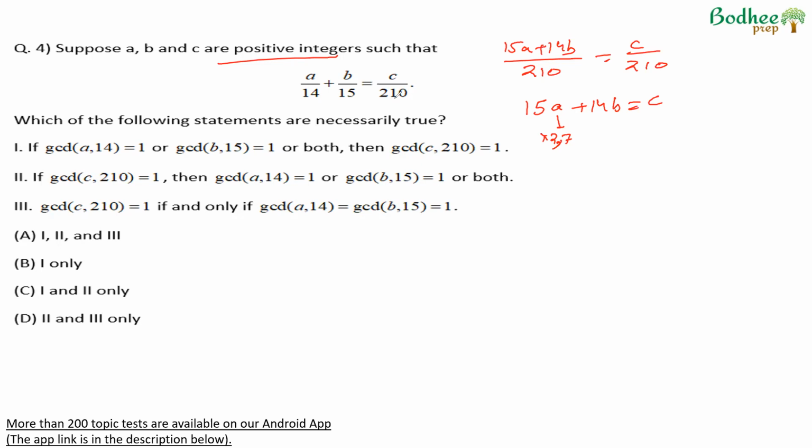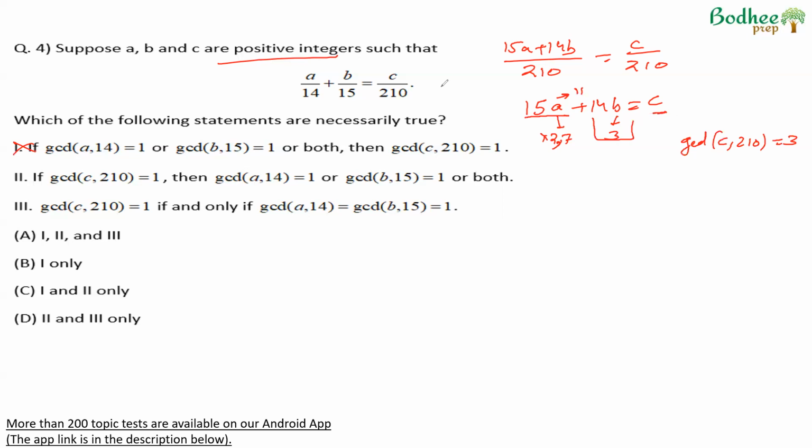Again, if we put b as 3 here and give a any value, say 9, 11, what will happen is 15 into a will be a multiple of 3. Because b is 3, 14 into b will be a multiple of 3. Therefore, c will also be a multiple of 3. Since c is a multiple of 3, GCD of c and 210, since 210 is also a multiple of 3, will be 3. So this does not have to be true.